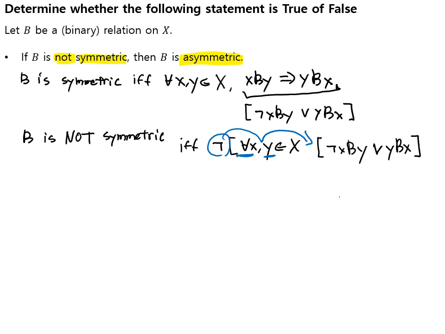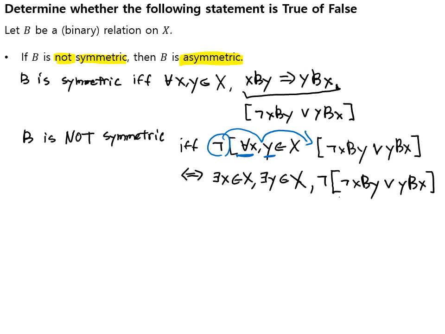which will give us the statement: there exists an x in X, and there exists a y in X, such that it is not the case that not x be y or y be x.